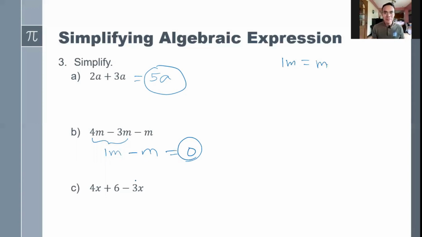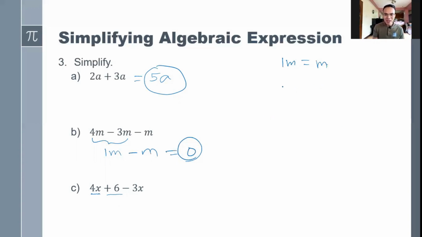Okay. Letter C, we have here 4x plus 6 minus 3x. So in this case, 4x and 6 cannot be combined into a single expression. Why? It's just very simple. You cannot combine them. Okay? You cannot combine apples and bananas unless you're going to make smoothies or shake.